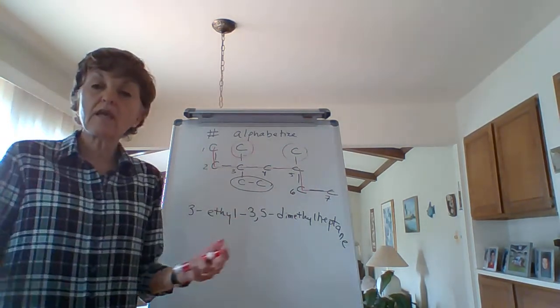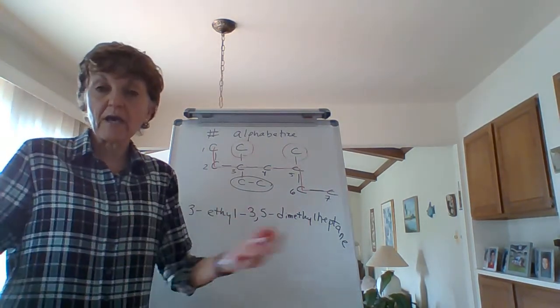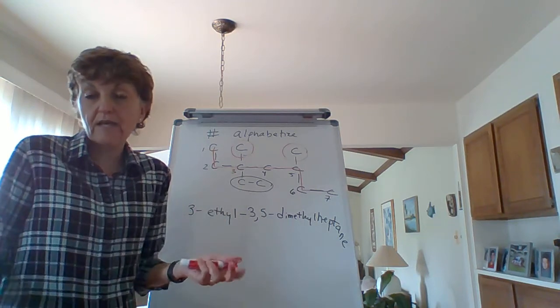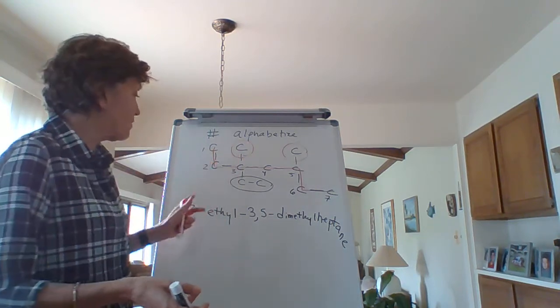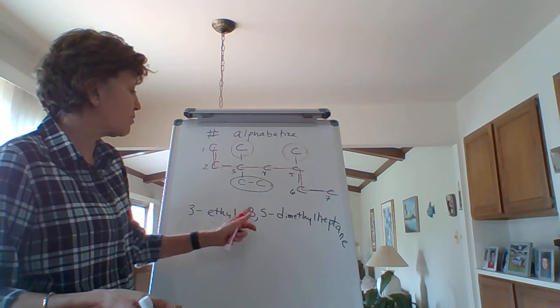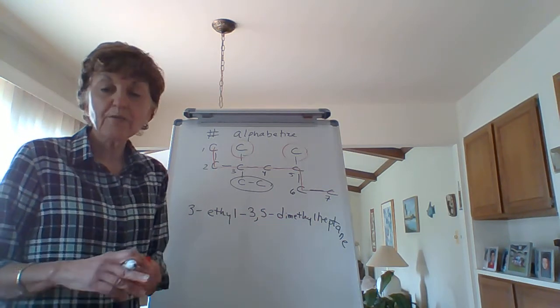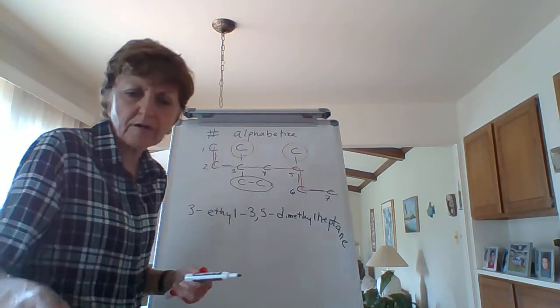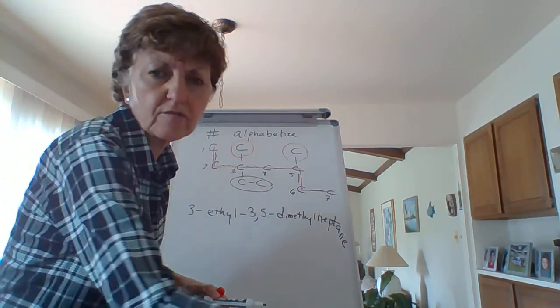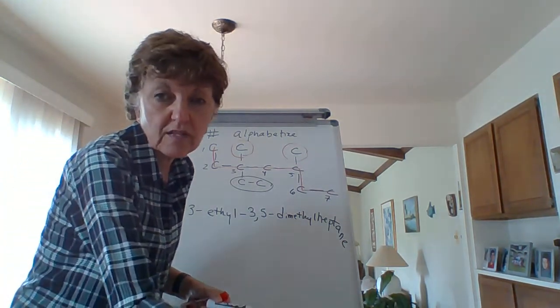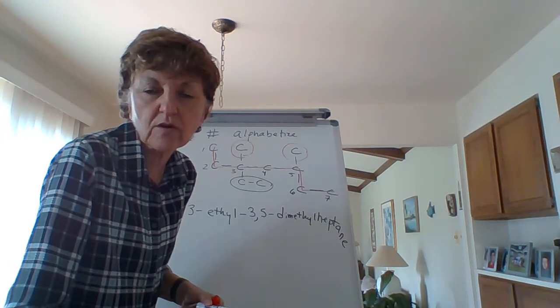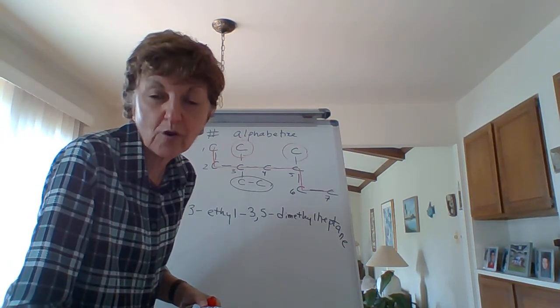You just named your first IUPAC naming of your first organic big molecule. Okay? 3-ethyl-3,5-dimethylheptane. Okay? We'll practice a whole bunch. And you've got lots of homework to do that'll help you practice, but I'll give you another one in the next video. Okay? All right.